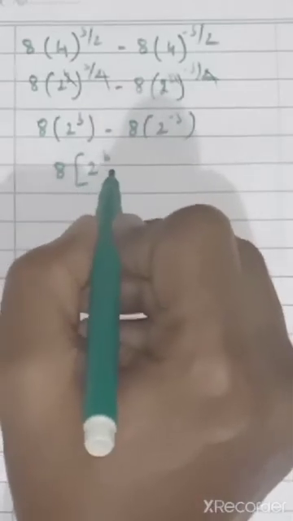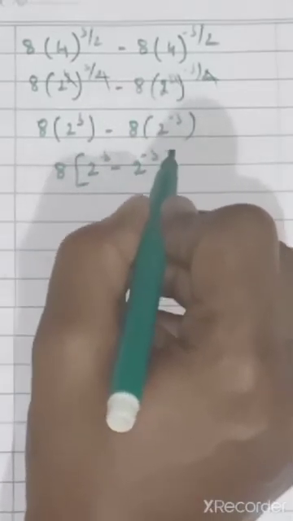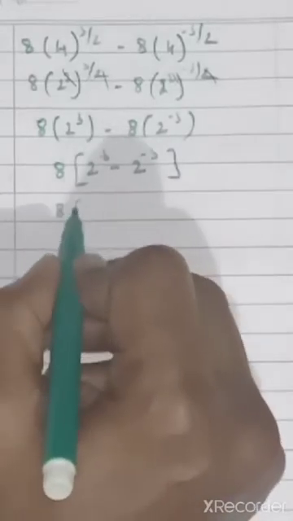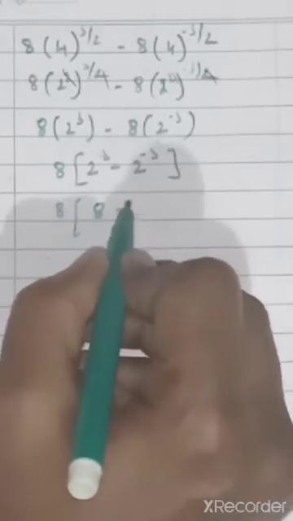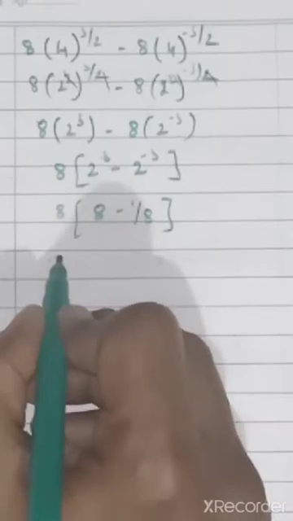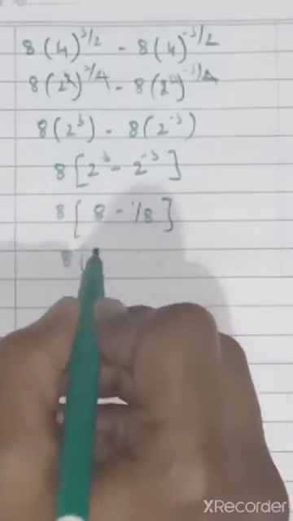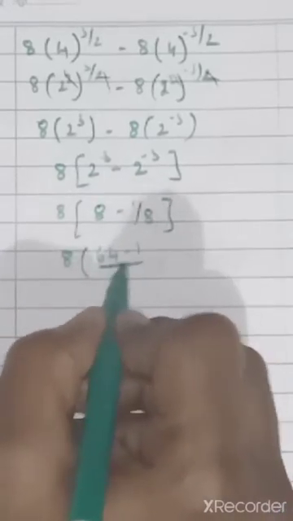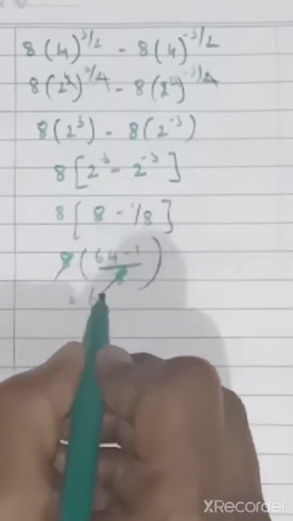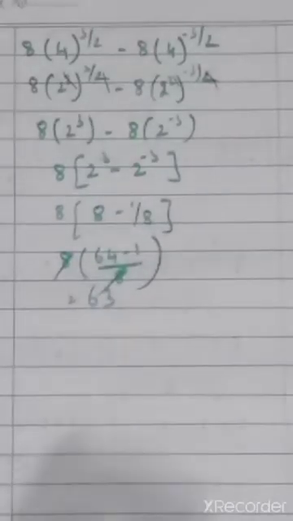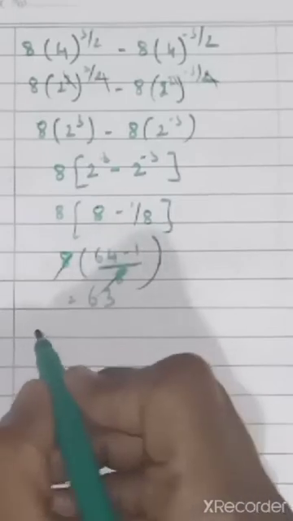Again, if we take 8, it is 2 power 3 minus 2 power minus 3. Correct? So again 8: 2 2s are 4, 4 2s are 8, minus 1 by 8. Again, if we simplify this, 8 is 64 minus 1 by 8, cancel, which is equal to 63. We got it. In the same way, now what are we going to substitute?